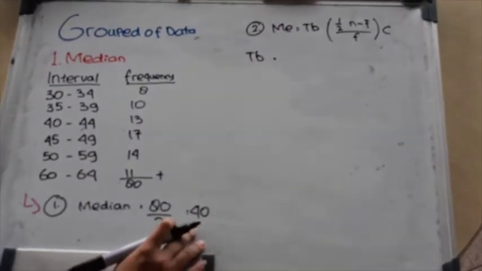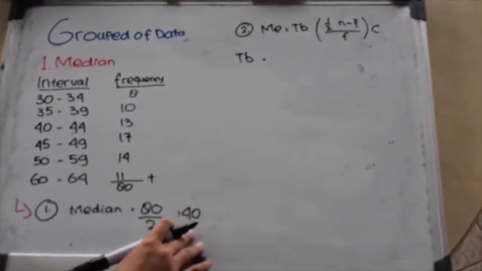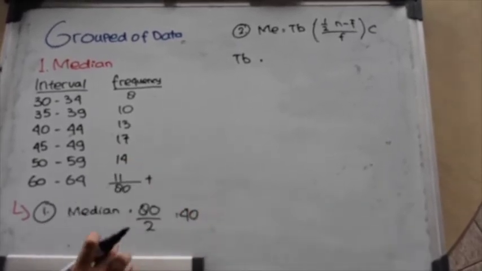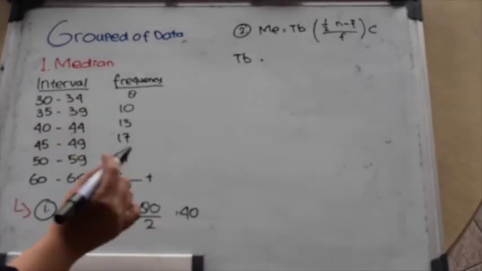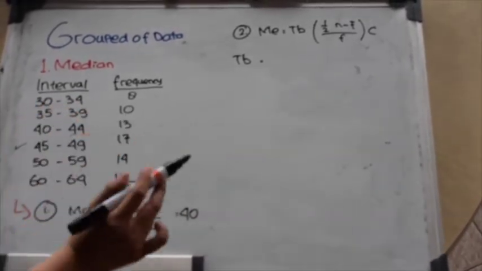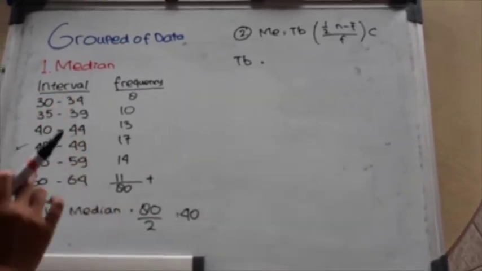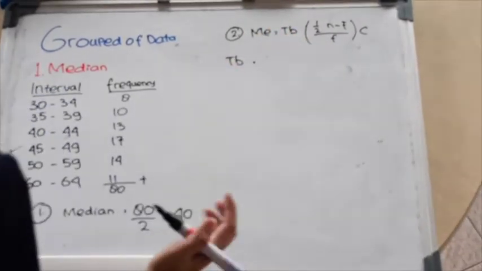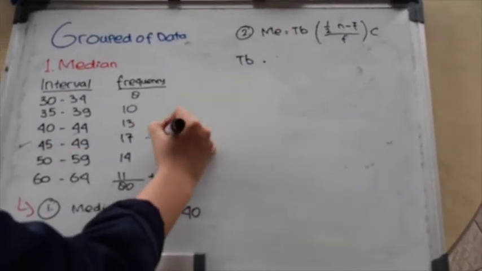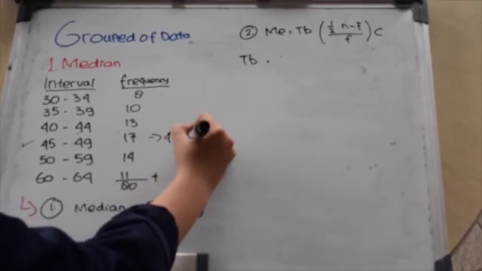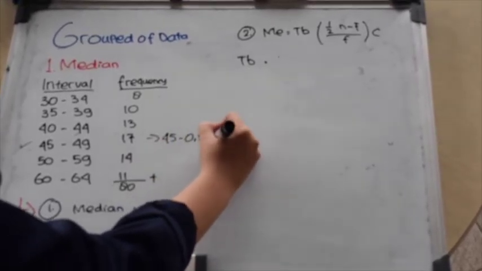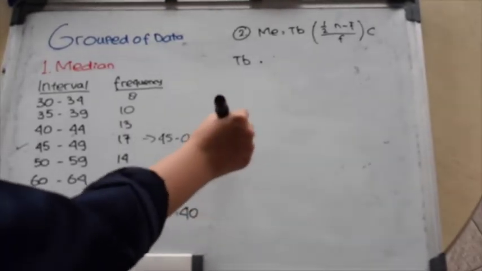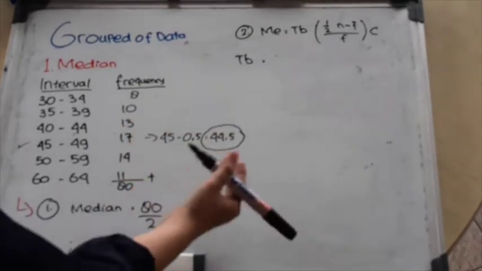Because this is 40, we should find the interval, and we get the median, or the middle of the data. So it's 45. 45 minus 0.5 (the class boundary) gives the result 44.5. So we should put it in here.